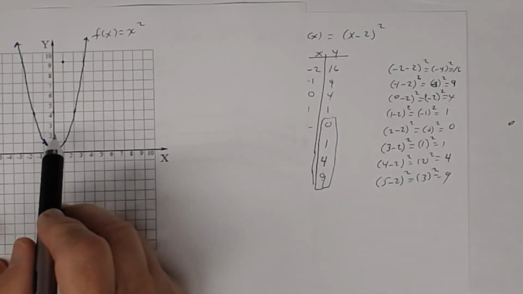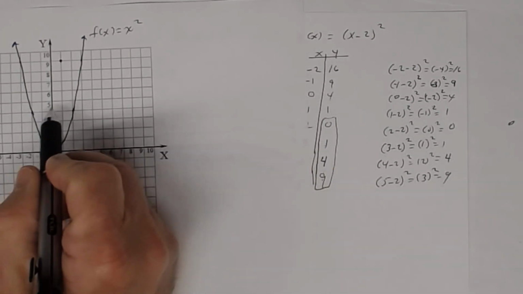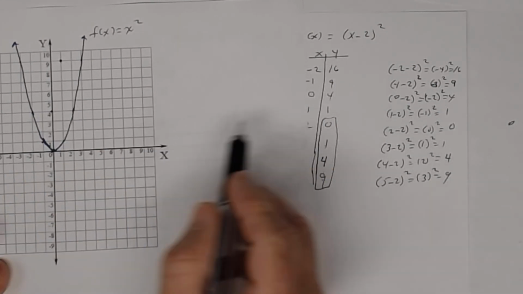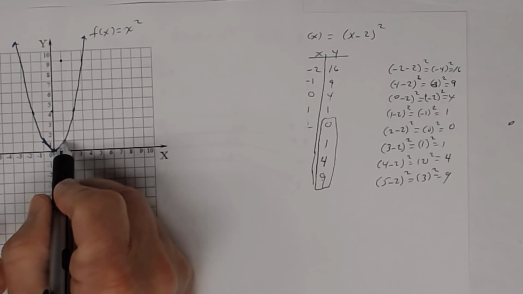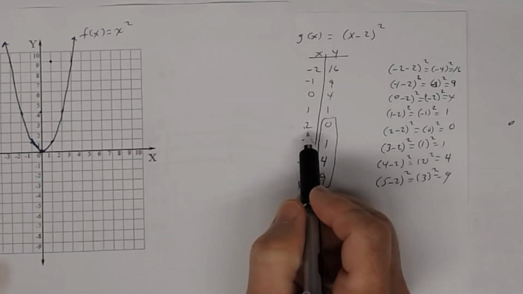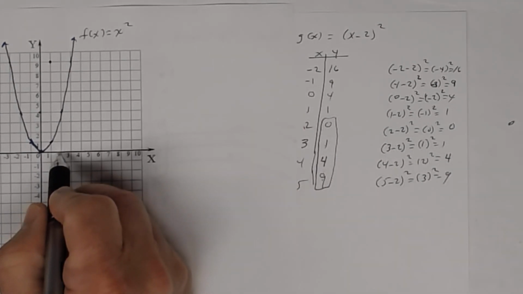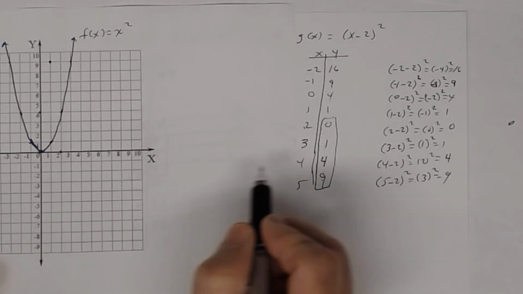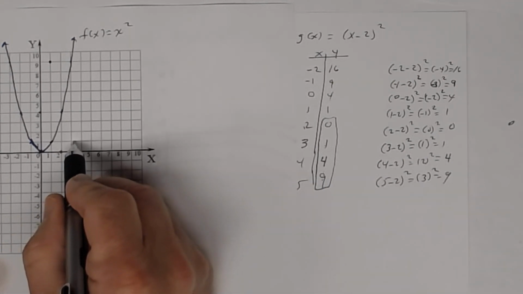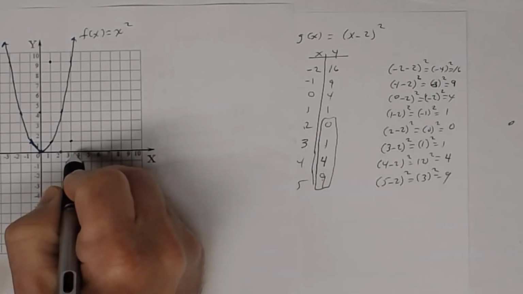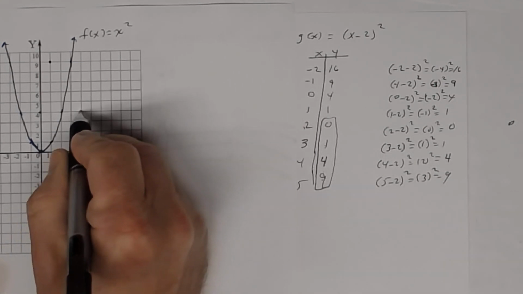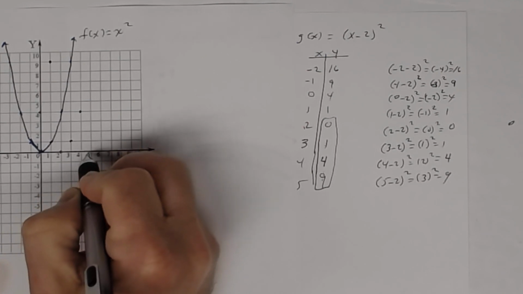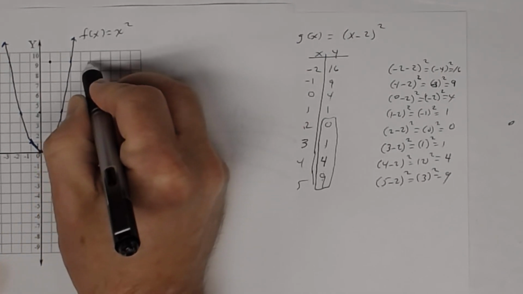All right, so 0, 4 is here. So 0, 4 is right here. 1, 1 is right here. 2, 0 is right here. 3, 1 is right here. Oops. 4, 4 is right here. And then 5, 9 is right here.